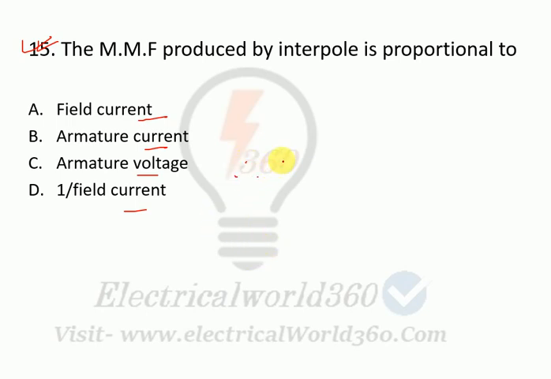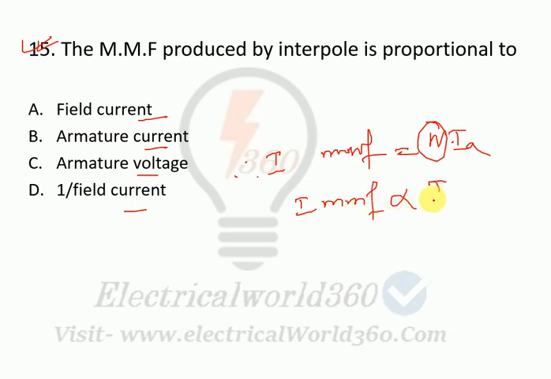suppose we are taking it, interpole MMF is equal to N into Ia. N is the constant here, so we can write it this way: interpole MMF is proportional to Ia. So that is why here the option number B is the right answer. The MMF produced by interpole is proportional to armature current. Here you can see it, Ia.